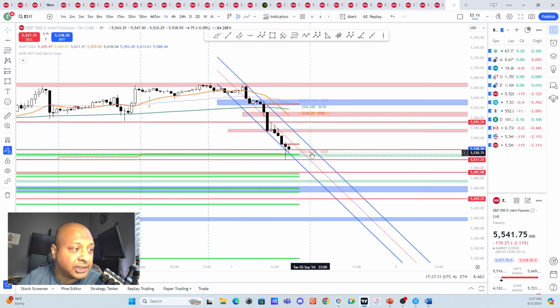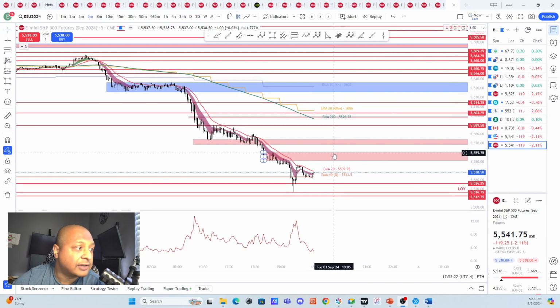The other possibility that can happen is that we create a trading range between the low of today and this 5593 area. So within this 60 points, price can create a trading range and stay there for a couple of days as well. Now let us take a look at the 5-minute chart.